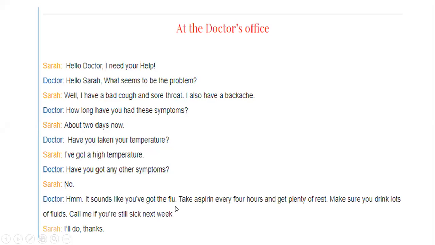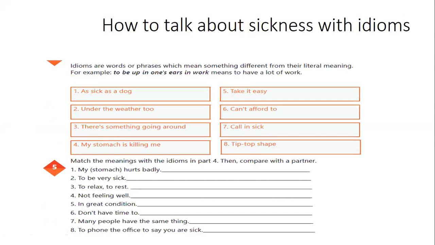And then again, take aspirin every 4 hours and get plenty of rest. Plenty is like enough, suficiente, ¿verdad? Suficiente descanso. Make sure, asegurarse. Make sure you drink lots of fluids. Vean la diferencia. Take aspirin every 4 hours and get plenty of rest. Make sure you drink lots of fluids. Call me if you're still sick next week. I'll do, thanks. Okay.